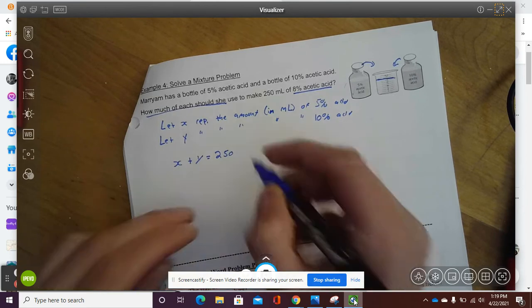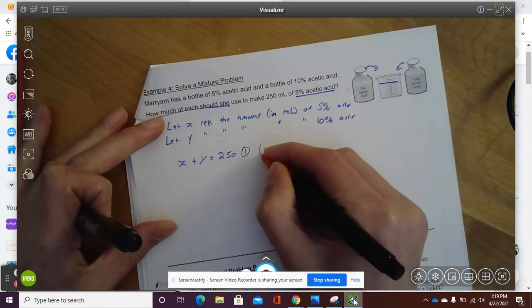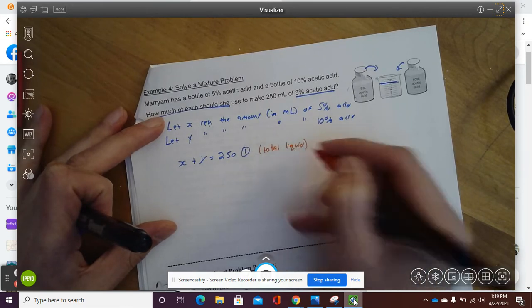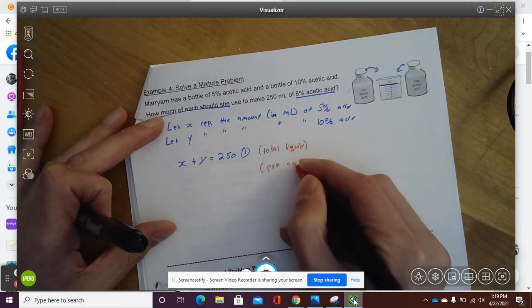So we can call that equation 1. It's always good to label our equations. We'll call that the total liquid equation. The second equation is going to deal with, well, how much pure acid is in there.